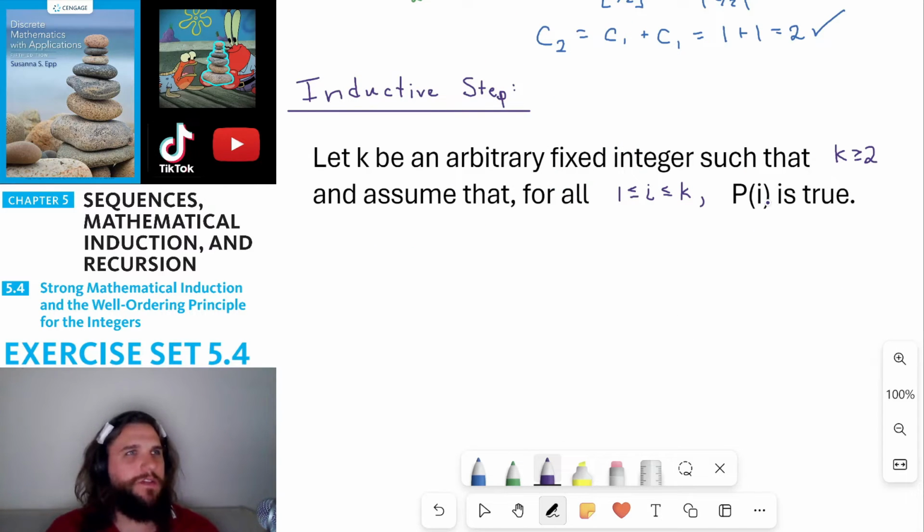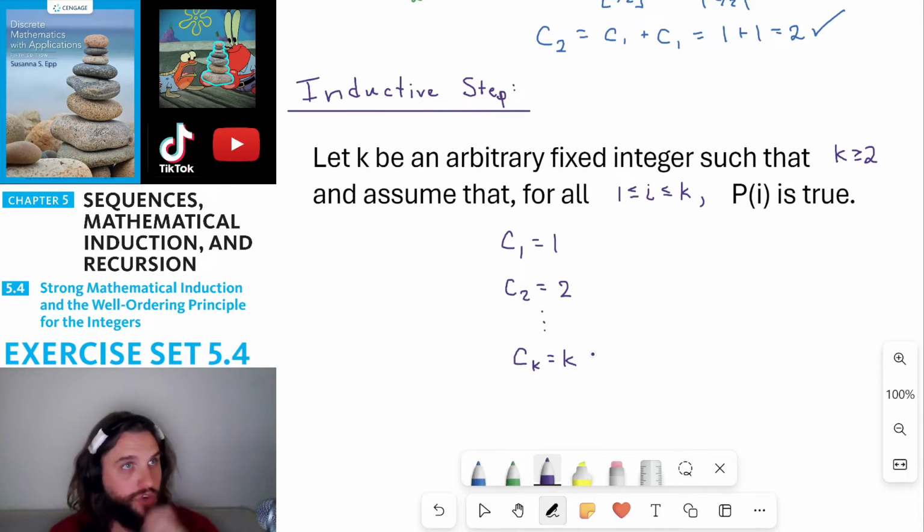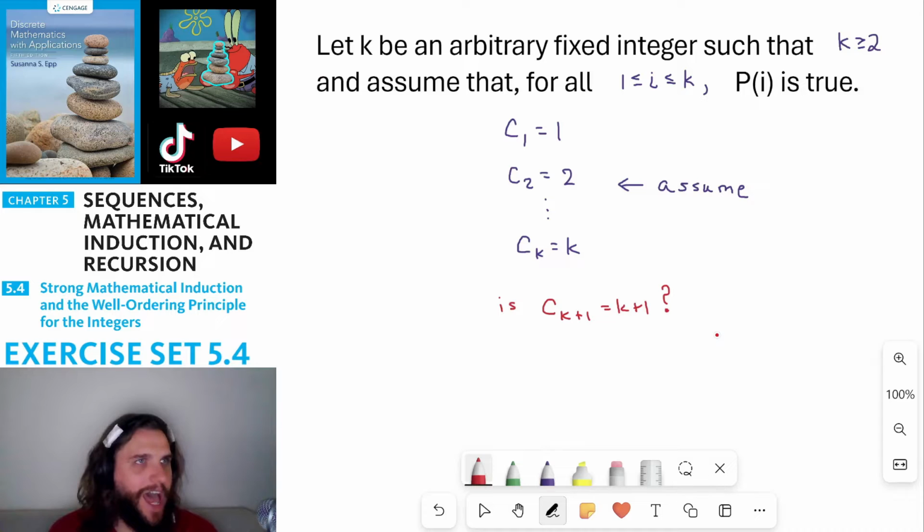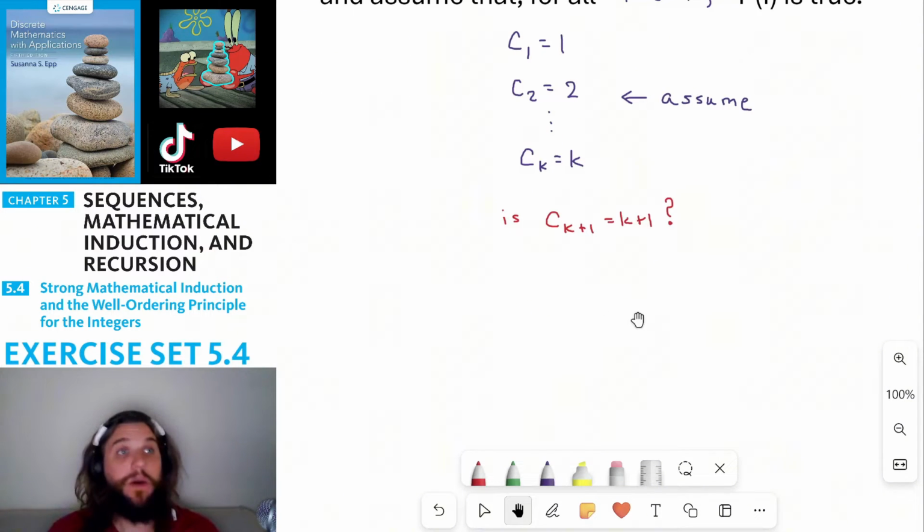So what does it mean that P of i is true for all of these values? Well, that means that C sub 1 equals 1. That's P of 1. We know this to be true. C sub 2 equals 2. That's P of 2. And this goes all the way to C sub k equals k. We get to assume that all of these are true. What we really need to ask is, C sub k plus 1 equal to k plus 1? And why? Now the proof here is going to be pretty tricky.